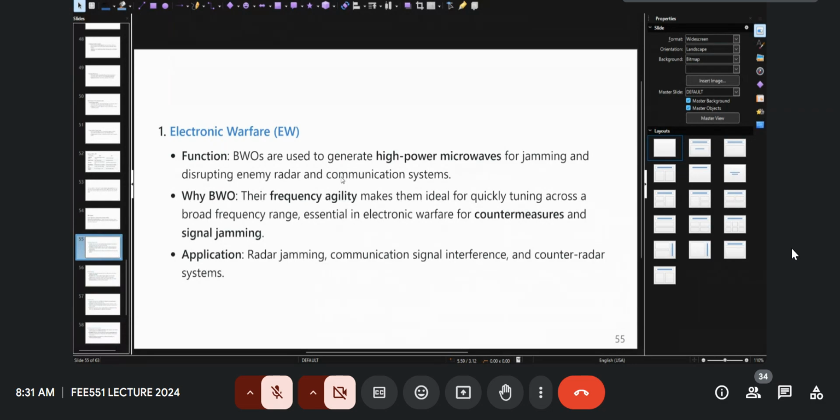So I believe some of us might find application in that. In electronic warfare, their frequency agility makes them ideal for quickly tuning across a broad frequency range, which is essential for countermeasures and signal jamming. So the general application is radar jamming, communication signal interference, and counter radar systems, because it's an oscillator, so it can disrupt those amplifications.